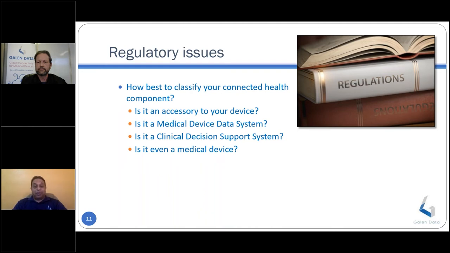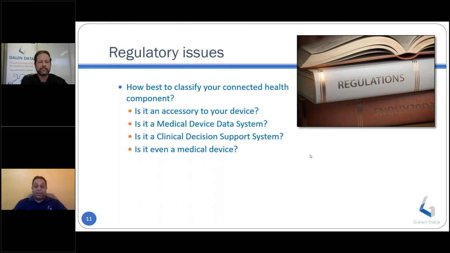If it's only for data storage and view, you're not doing anything with that data, just data in, data out, you could make it a medical device data system. Or if it's providing some sort of decision support, like providing guidance to clinicians in a way that the clinicians can themselves understand what the guidance looks like and how it's being generated, then you can bucket it into a clinical decision support system. In many cases, it might not be a medical device at all. Unlikely, but that's possible as well. So you have to understand, because the classification will drive a lot of what you need to do.